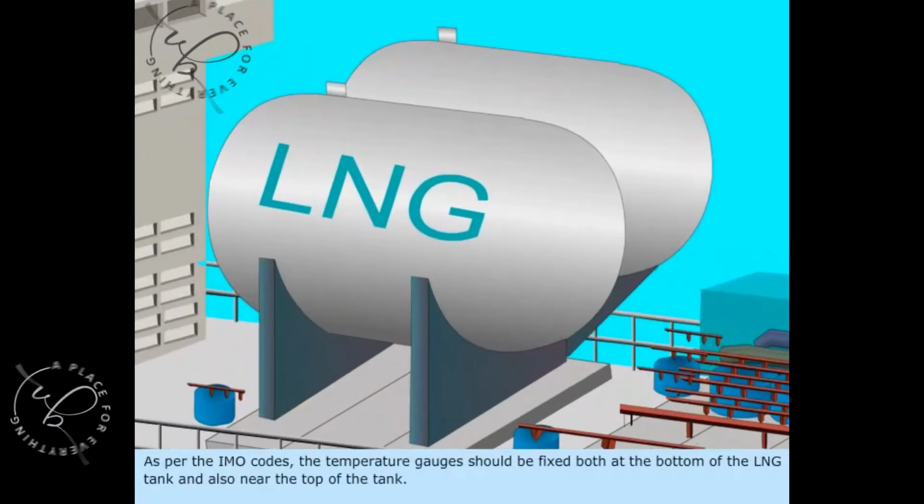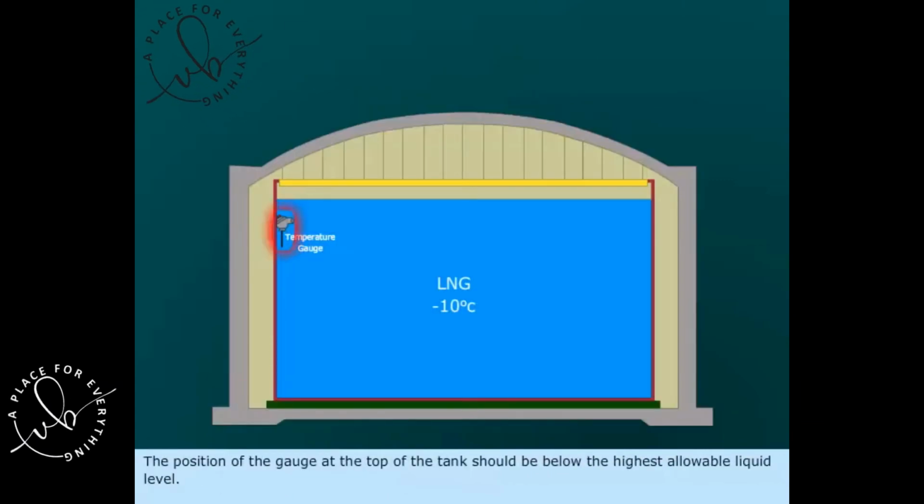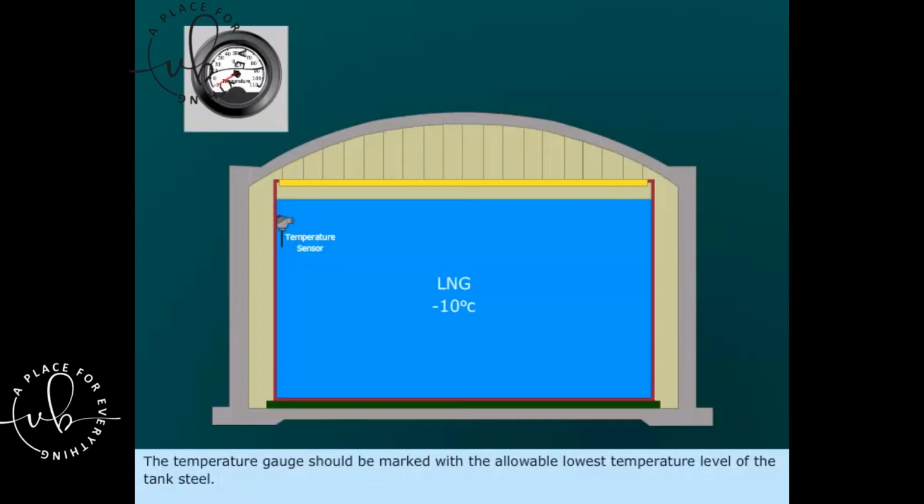As per the IMO codes, the temperature gauges should be fixed both at the bottom of the LNG tank and also near the top of the tank. The position of the gauge at the top of the tank should be below the highest allowable liquid level. The temperature gauge should be marked with the allowable lowest temperature level of the tank steel.